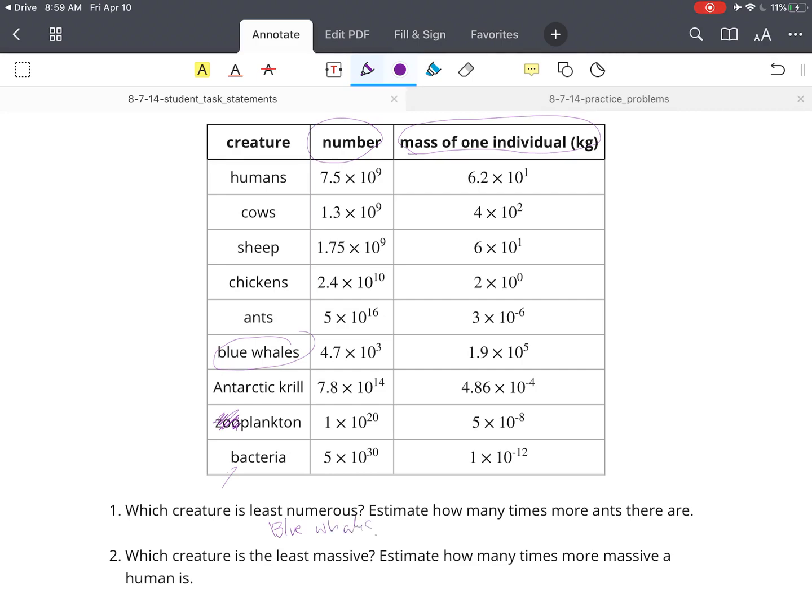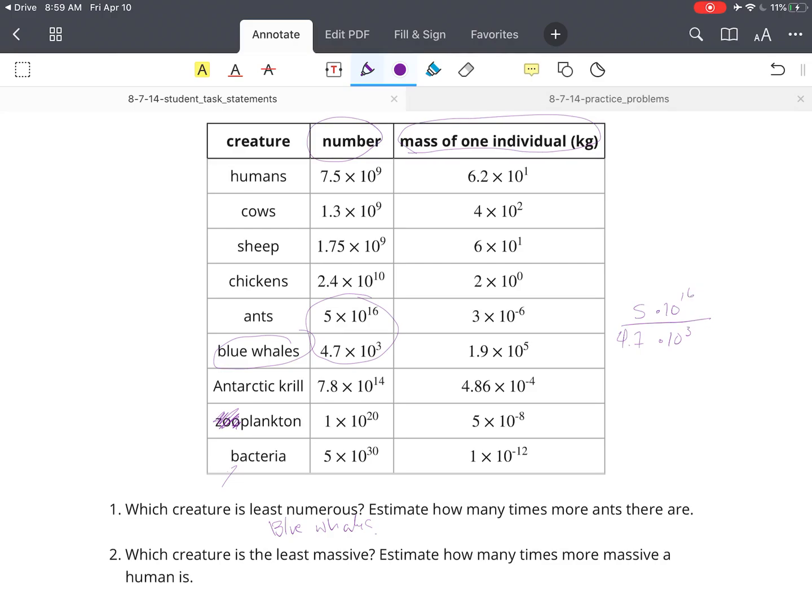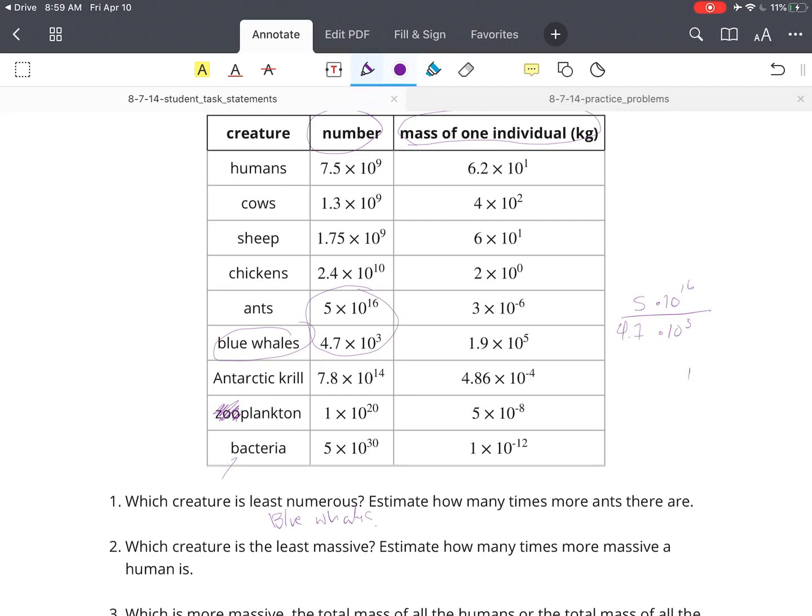Estimate how many times more ants there are. What they're asking us is they want us to divide. So it's going to be 5 times 10 to the 16th over 4.7 times 10 to the 3rd. I can easily do the right side. I can do 10 to the 16th over 10 to the 3rd because we just subtract the exponents. That's 10 to the 13th. But then you're going to need a calculator for this, for sure.